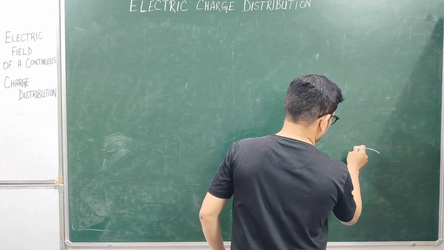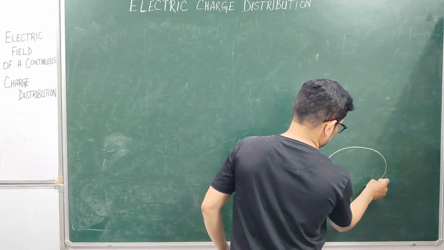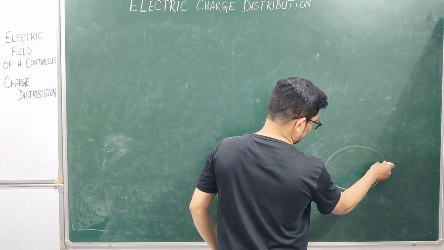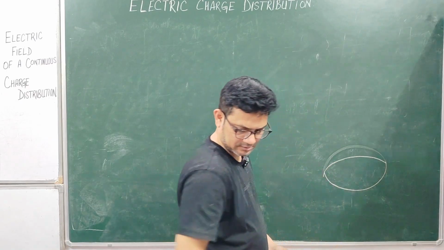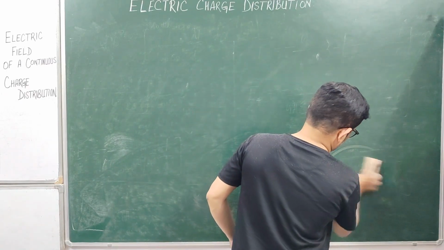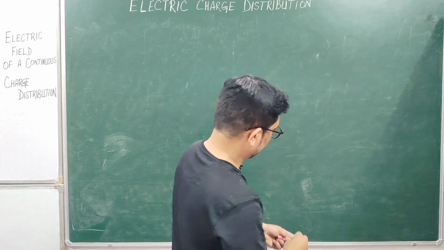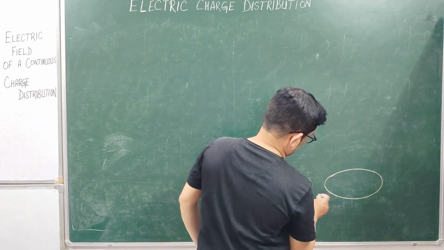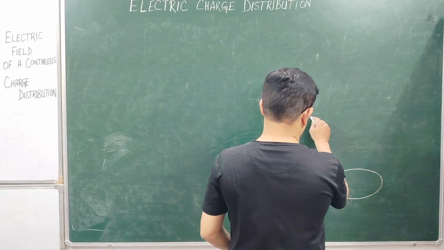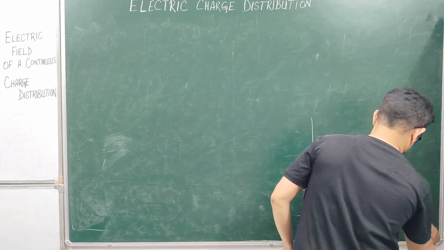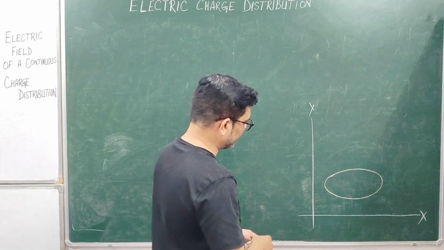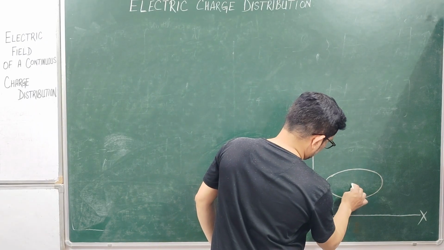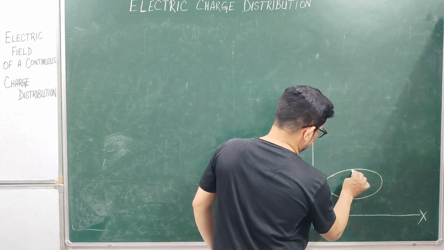A ring here on the xy plane. So the ring would look like some oval object if you place it in the xy field like this. So this is the xy plane, and you have placed a ring, and this ring is supposed to be lying on this axis.